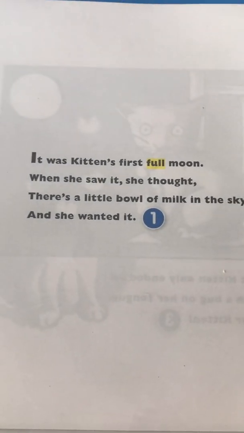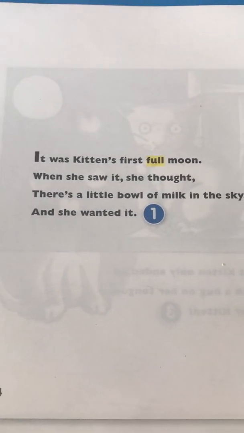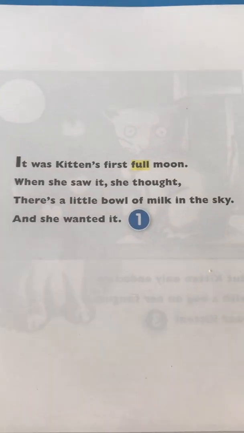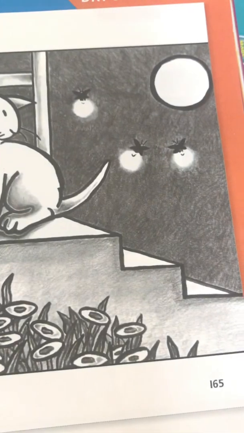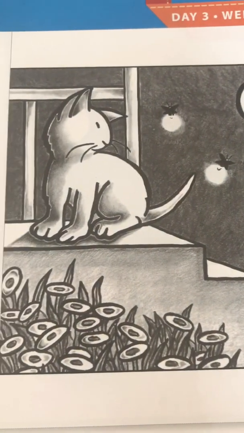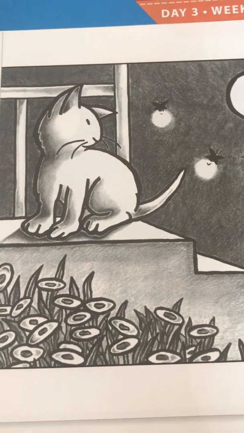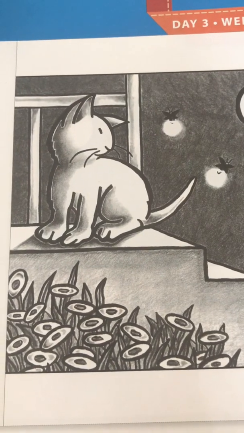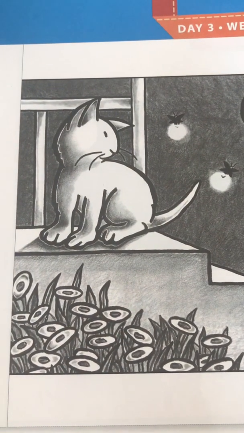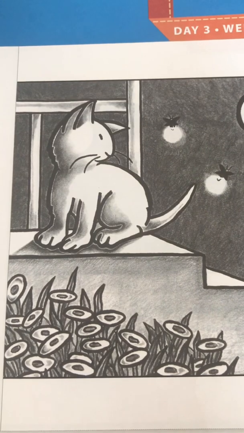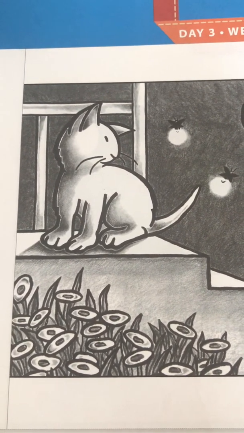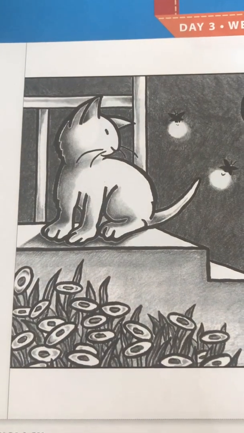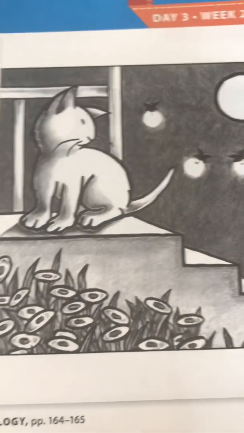It was Kitten's first full moon. When she saw it, she thought, there's a little bowl of milk in the sky, and she wanted it. So remember, events in the plot happen for a reason. The effect is what happens because of the cause. So we just read that Kitten thinks the full moon is a bowl of milk. So she wants the full moon. What does Kitten want? The full moon. Why? She thinks it's a bowl of milk. Pretty funny, huh?